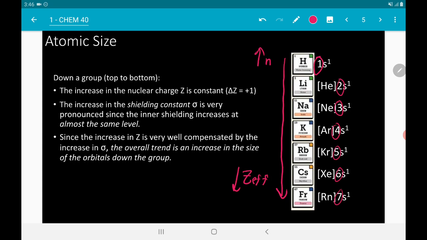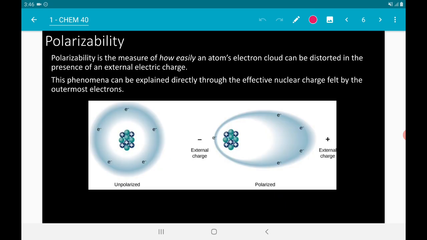Kasi palayo ng palayo yung electron. Bukod sa parami ng parami yung electrons being shielded or shielding those valence electron, palayo rin siya ng palayo. So palaki ng palaki yung size ng iyong atom. So that's the trend down the group. So again, across the period, bumababa yung atomic size. Down the group, nag-i-increase ang size ng atom. Okay? Because of the Z effective.